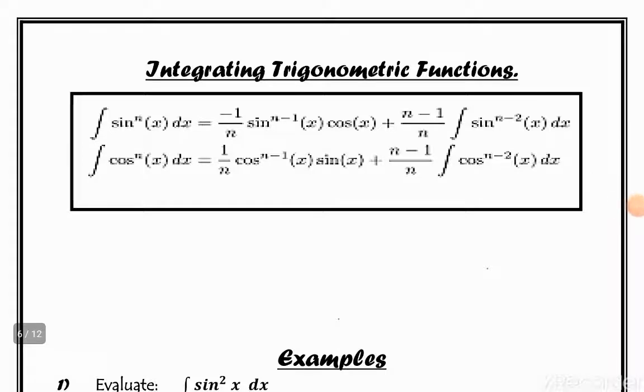Our new lesson 7.3 is about integrating trigonometric functions. And we have two rules here.